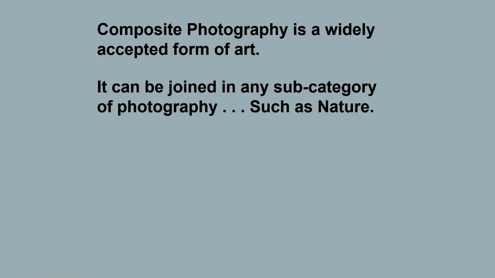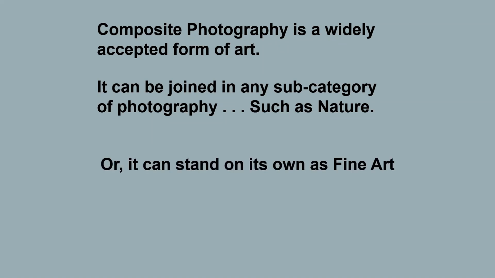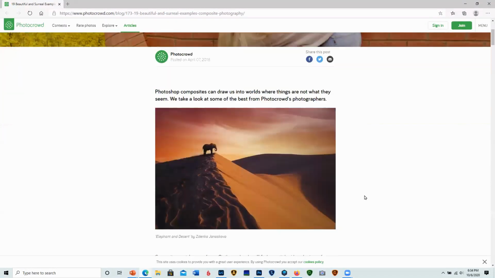Composite photography is not a cheating form of photography. It's a widely accepted form of art. And it can be joined in any subcategory of photography, such as nature, but you might want to be careful in nature, and if you do one, make sure you explain clearly that it is a composite photograph, or it can stand on its own as fine art. So I'll just show you some examples here of people who are much better at it than I am in what can be accomplished.